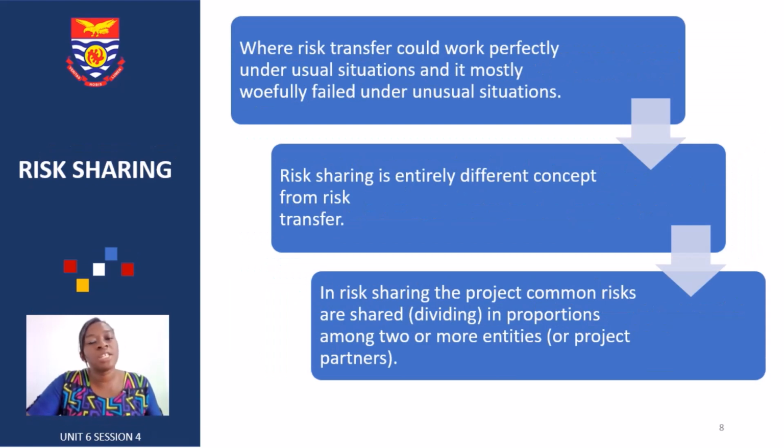While risk transfer could work perfectly under usual situations and mostly fail woefully under unusual situations, risk sharing is a whole different concept from risk transfer. Risk transfer is where you give it totally to someone. If you have third party insurance or comprehensive insurance, you know that once something happens to your car, the insurance company is supposed to indemnify you or take charge of it and pay for it. Risk sharing is that you are dividing it into portions among two or more entities or parties.